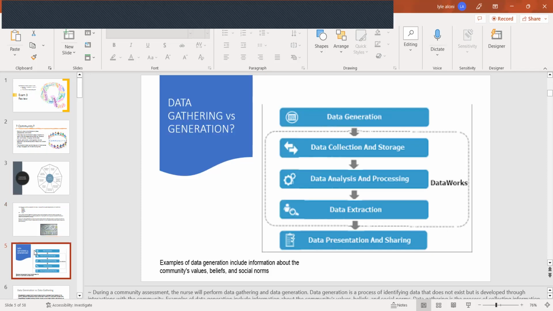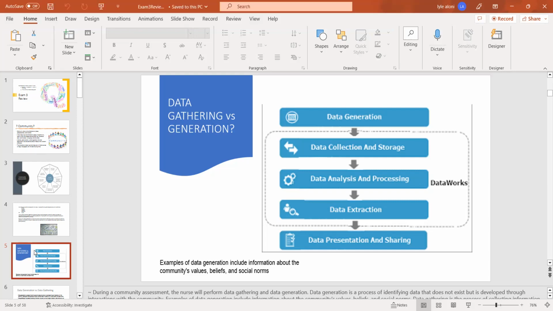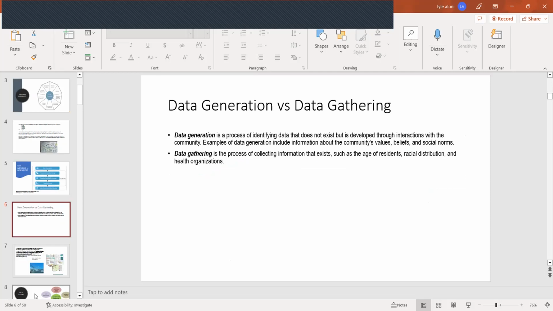We take a look at our data gathering and our storage and collection. And we know examples of the way we get our data are from community values, beliefs, and our social norms. Okay. And our data gathering, we have 2 different types. We're going to have generation versus gathering. Generation is a process of identifying data that does not exist, and gathering is a process of collecting information.